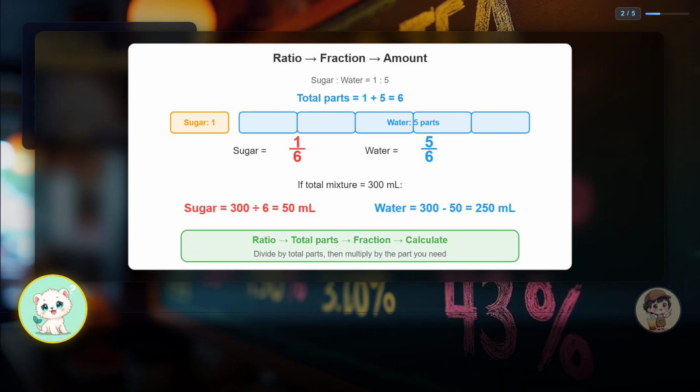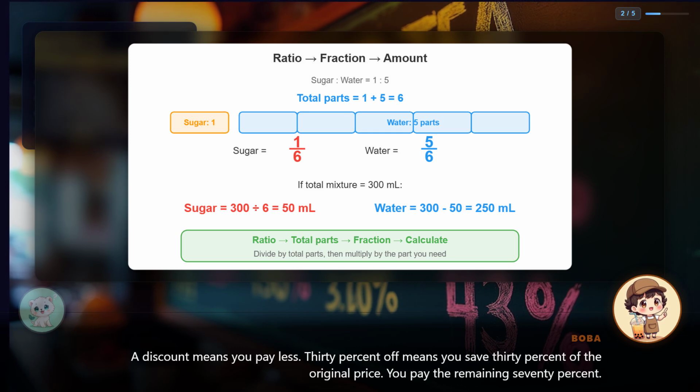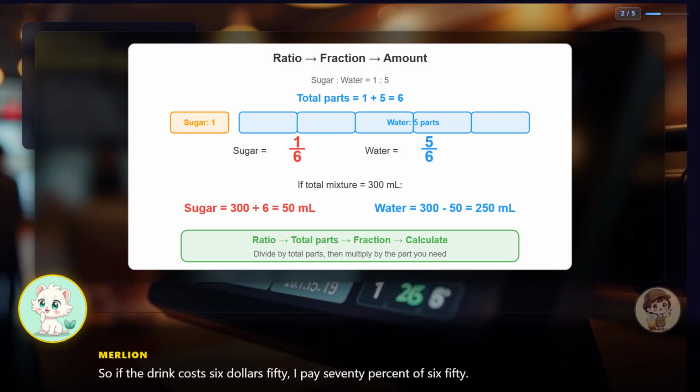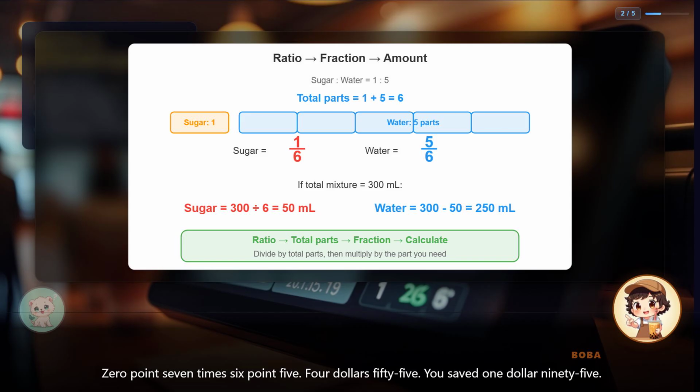What about the discount? A discount means you pay less. 30% off means you save 30% of the original price. You pay the remaining 70%. So if the drink costs $6.50, I pay 70% of $6.50. 0.7 times 6.5. $4.55. You saved $1.95.